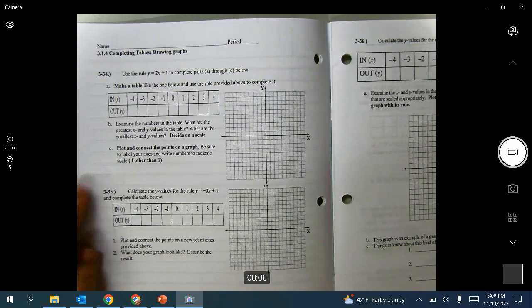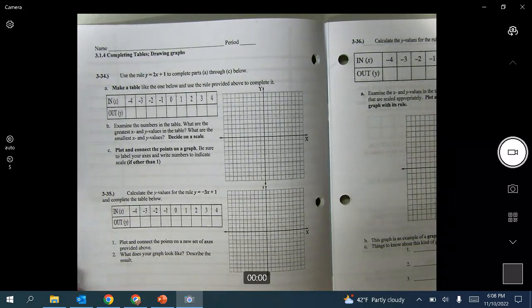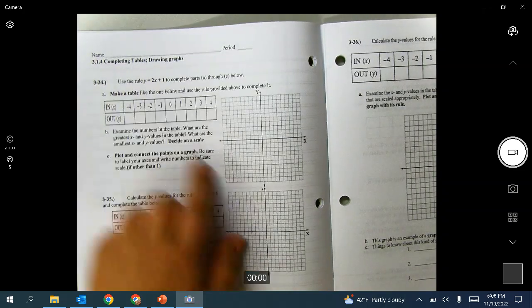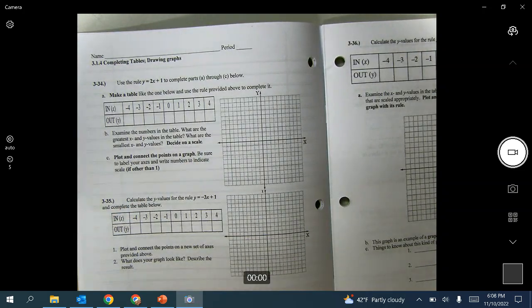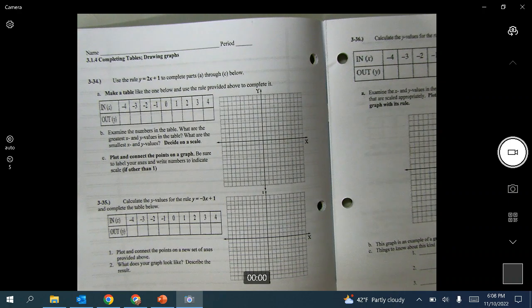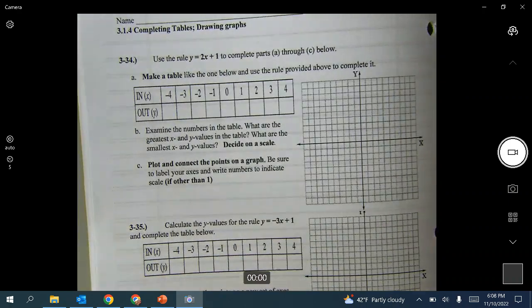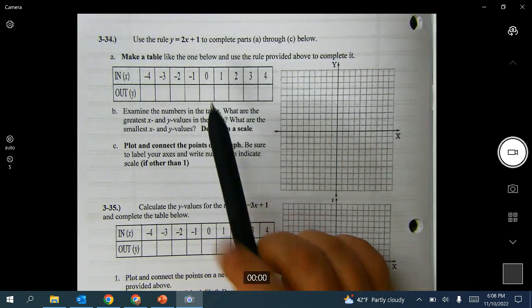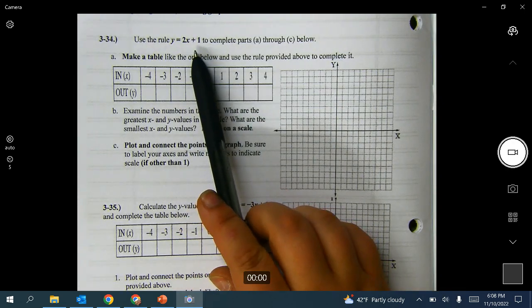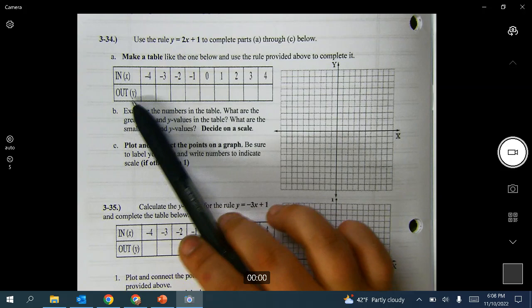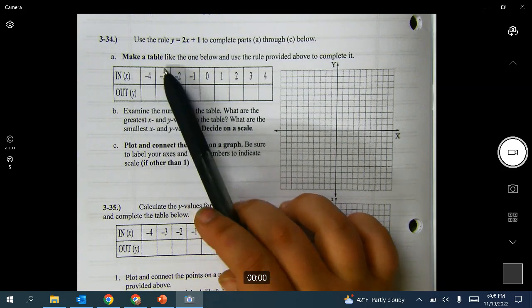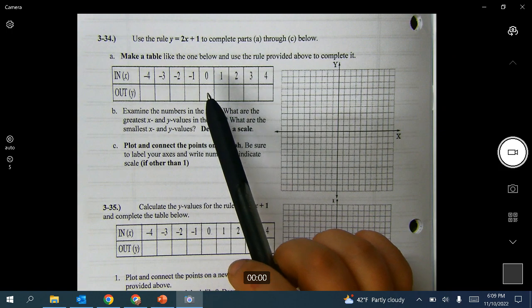And if we think about the word linear, what does that sound like? Hopefully you said it sounds like a line. So these equations are all going to be forming a line on our graph. All right, so starting with this first one over here on page 16, I have a rule of y equals 2x plus 1. That means to find y, I'm multiplying 2 times whatever this x number is, and then adding 1.